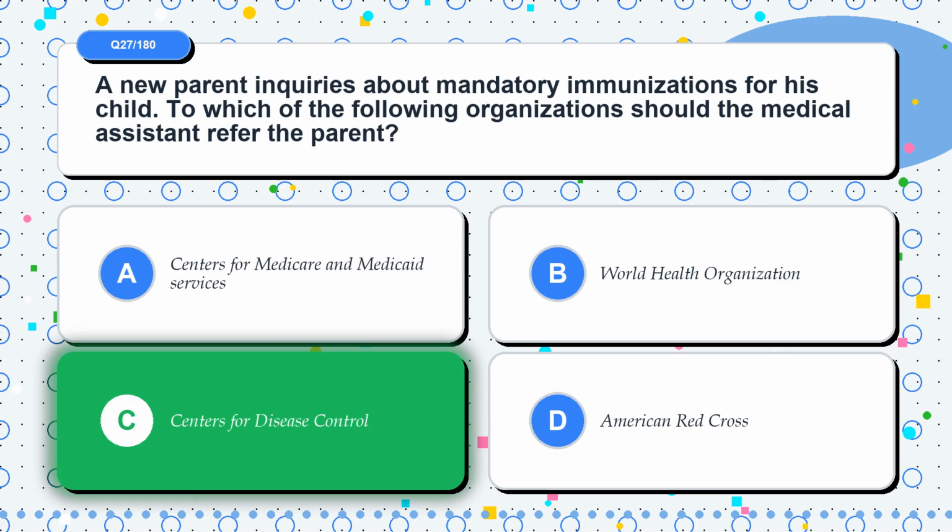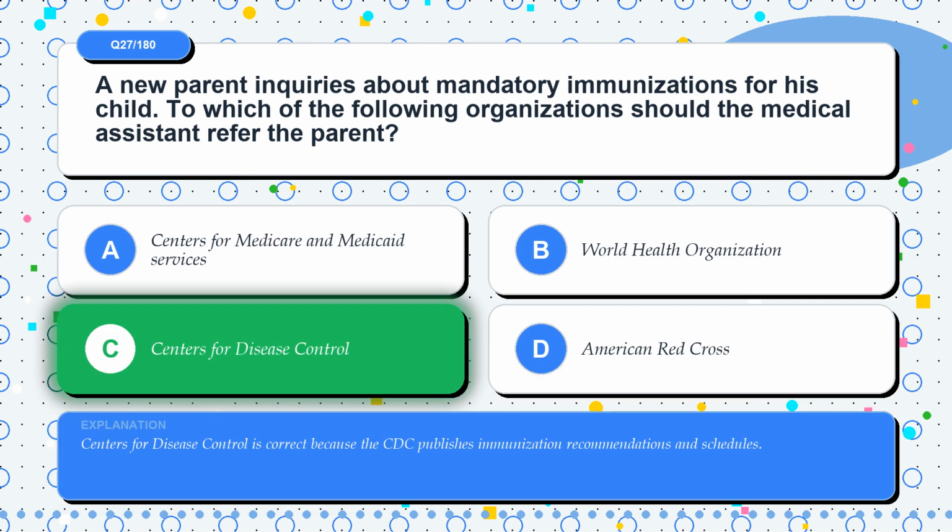The correct answer is option C. Centers for Disease Control. Centers for Disease Control is correct because the CDC publishes immunization recommendations and schedules.